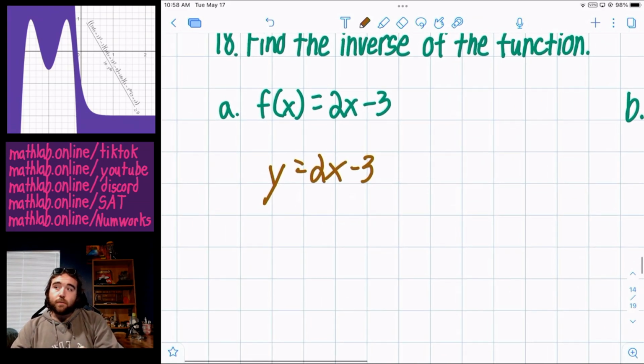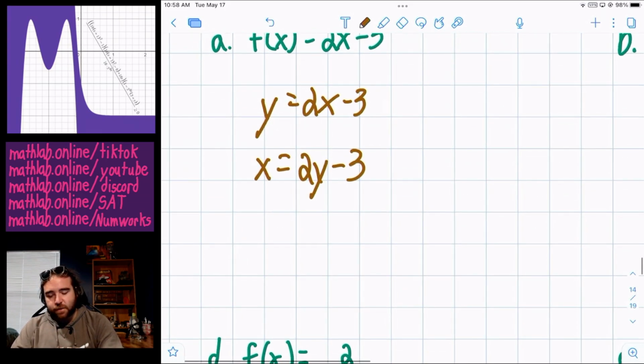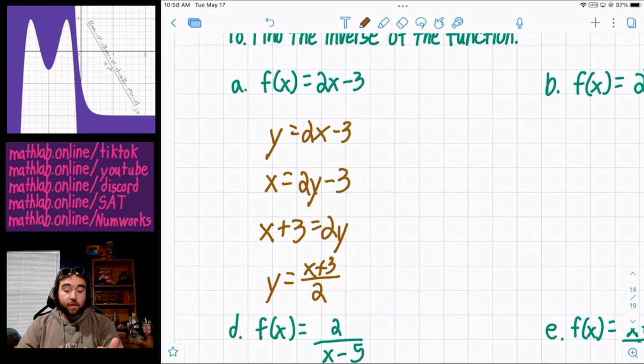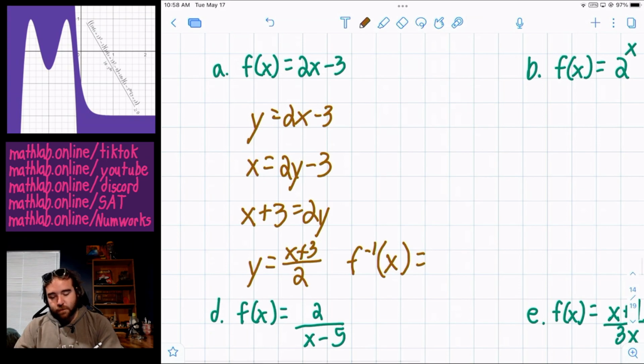So the first thing we have to do is switch the x and the y, and then we got to solve for y again. That's the gist of all of these. So we got to get y by itself. We got to add 3 to both sides, and we got to divide by 2. So we get y equals x plus 3 over 2. And that is the inverse function. Remember, if you want, you can always write inverses as f of negative 1. So that's like f inverse is x plus 3 over 2.